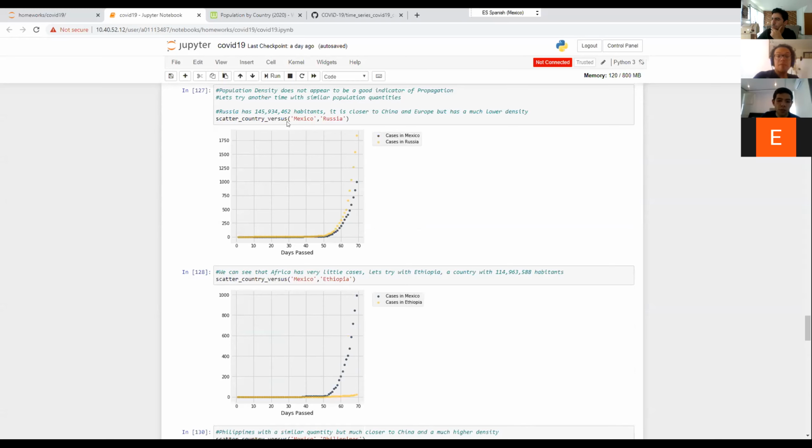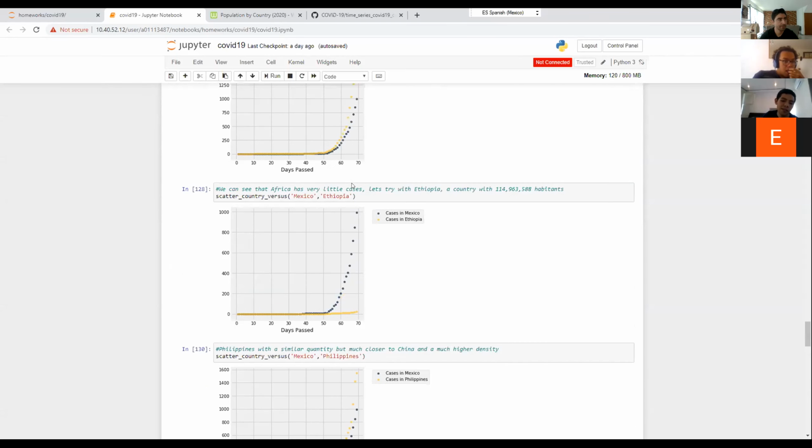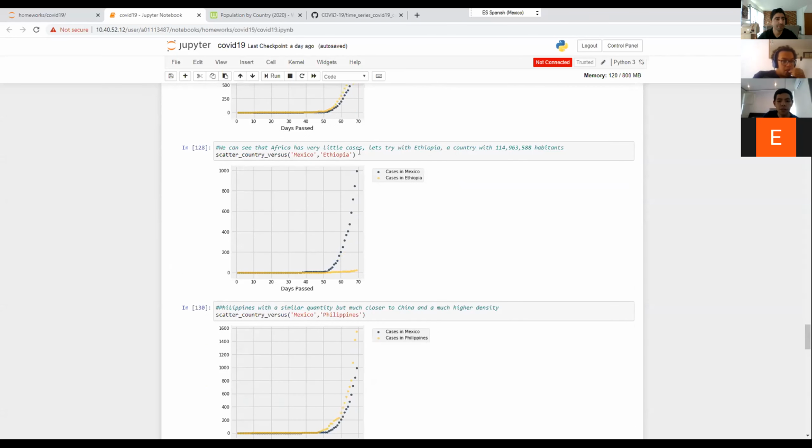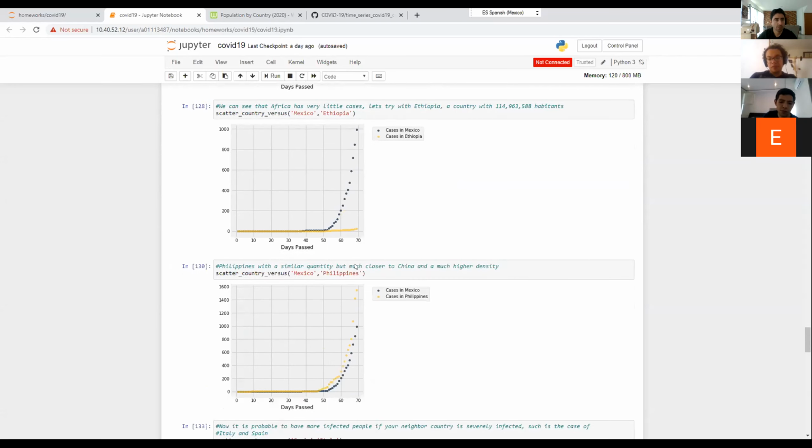Then I compared with Russia, which has a similar population, and it is not so close to China as Japan was, but they have a really low density, and it is somehow similar, but also different. So no, it does not have to do with population and density, or it has little to do. And then Ethiopia with a similar population, no, it didn't have to do.